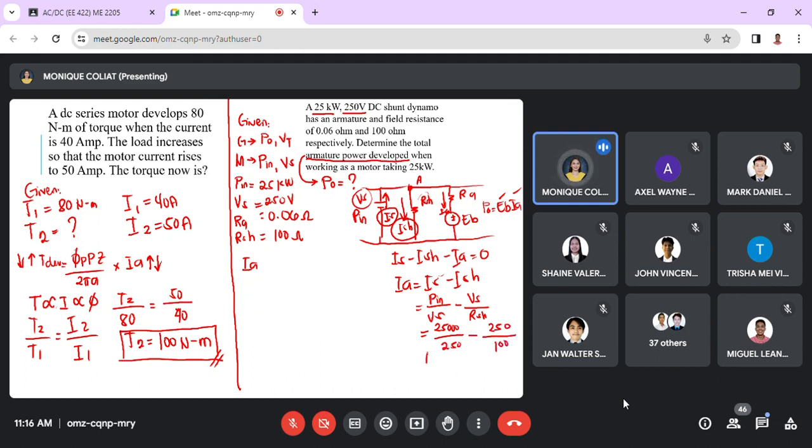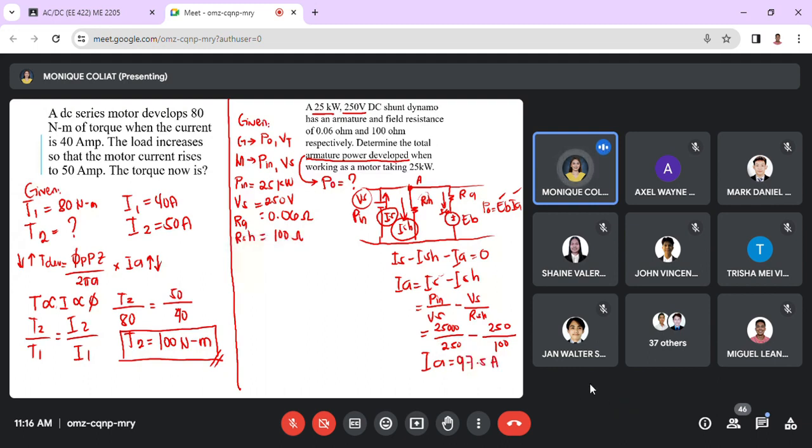What is your IA? 97.5. Please store that to A. Store to A. So, 97.5 amperes. That is your IA. So, now that we have IA, we can now get EB.